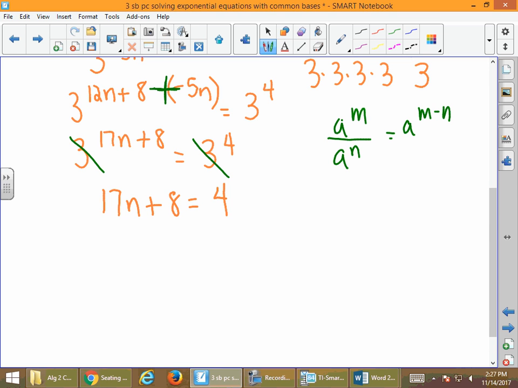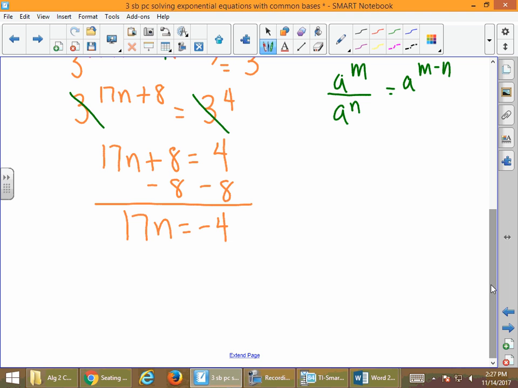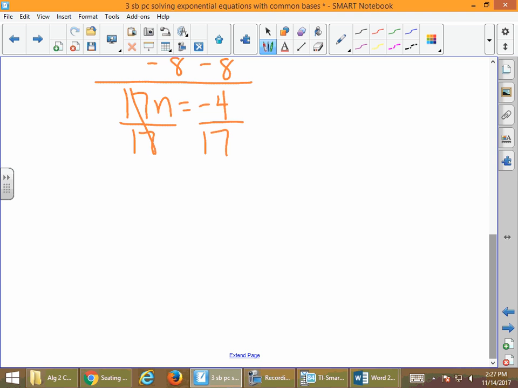We are going to get a fraction for our answer. But we subtract 8 from both sides. And we have 17n equals negative 4. And finally, it's 17 times n. Our inverse operation is to divide by 17. And we end up with n equals negative 4/17. If you check that in the calculator, you will find that the left side of the equation will match up with the right side of the equation.